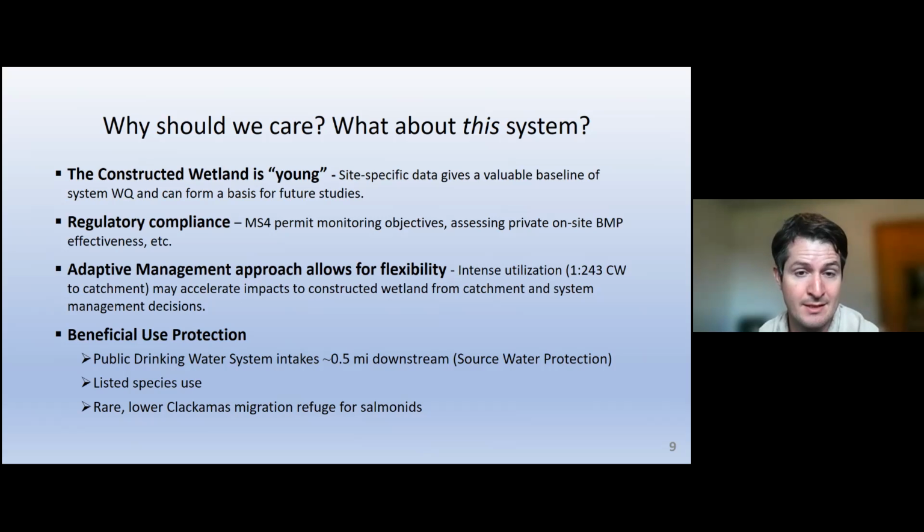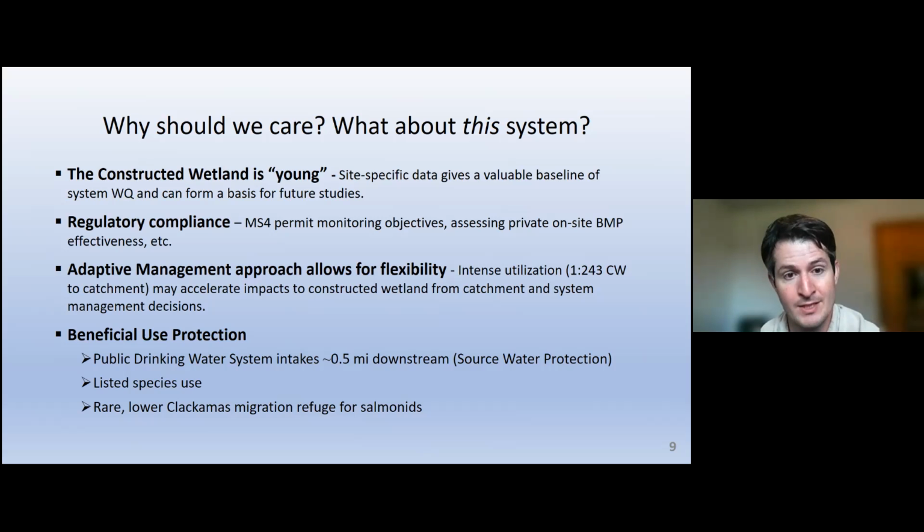Regulatory compliance. Wes owns an MS4 permit from the state of Oregon, and one of the monitoring objectives in that permit is to assess BMP effectiveness. And constructed wetlands are a form of a BMP, or a stormwater control measure, whatever term you want to use.